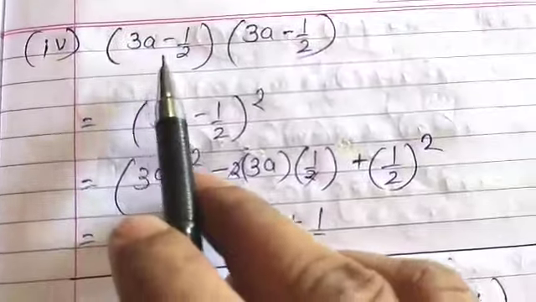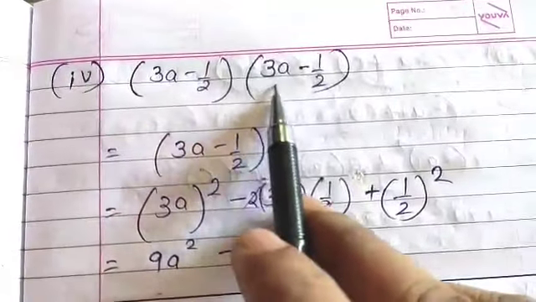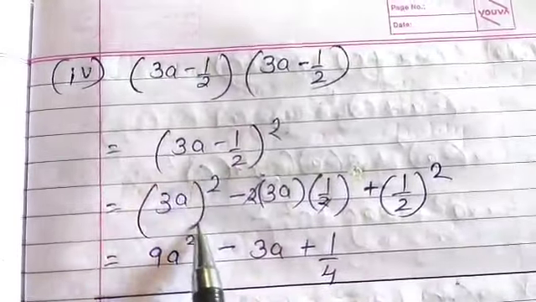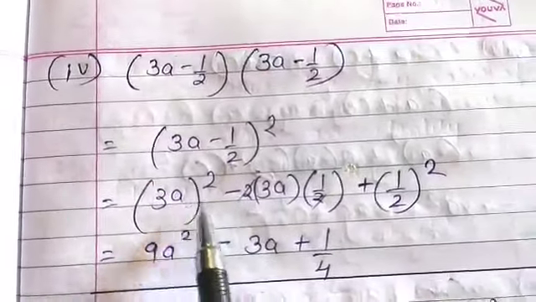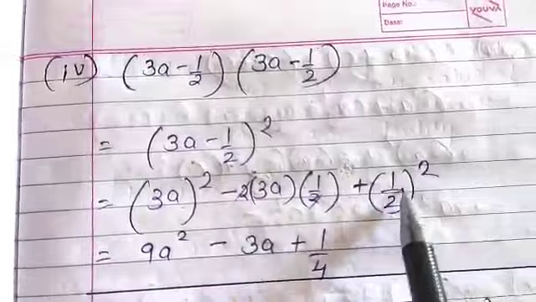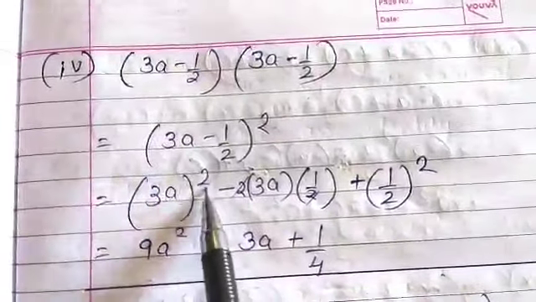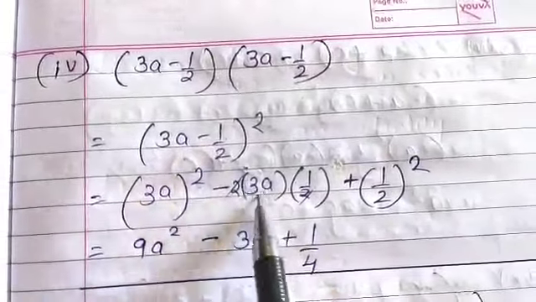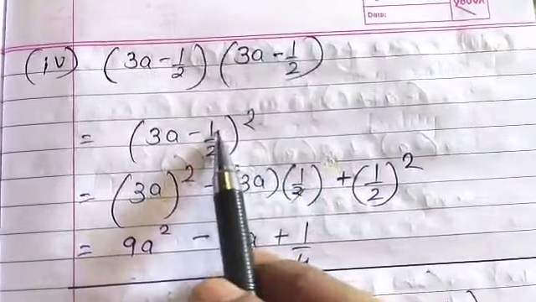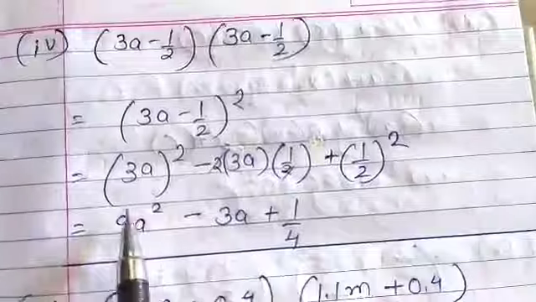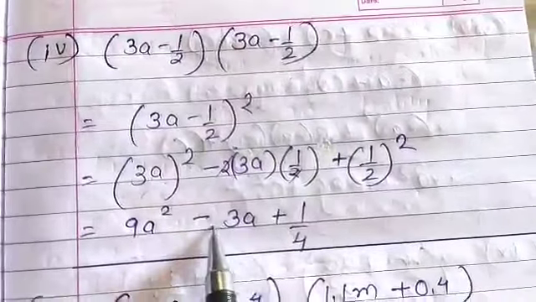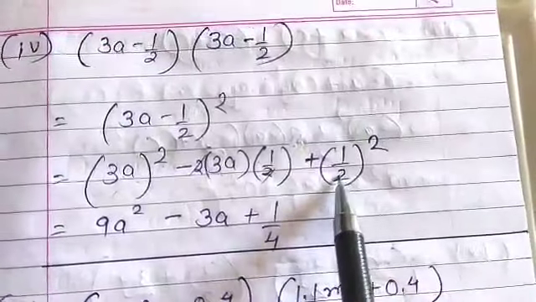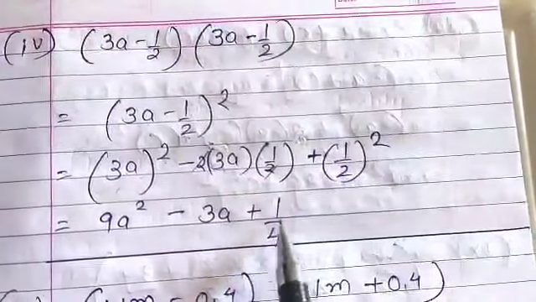Then (3a - 1/2) into (3a - 1/2). (3a - 1/2) the whole square, that is a square minus 2ab plus b square. A square means (3a) the whole square minus 2ab. So you have to multiply this 2 with 3a and 1 upon 2, and plus b square means 1 upon 2 the whole square. Then 3a square means 9a square minus, 2 and 2 will get cancelled, 3a plus 1 upon 4, 1 upon 2 square means 1 upon 4.